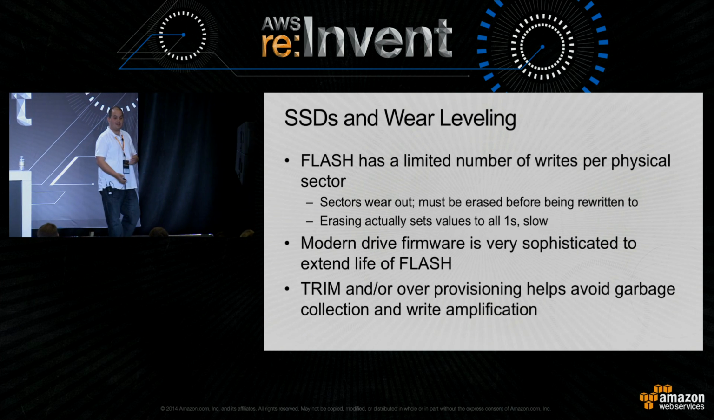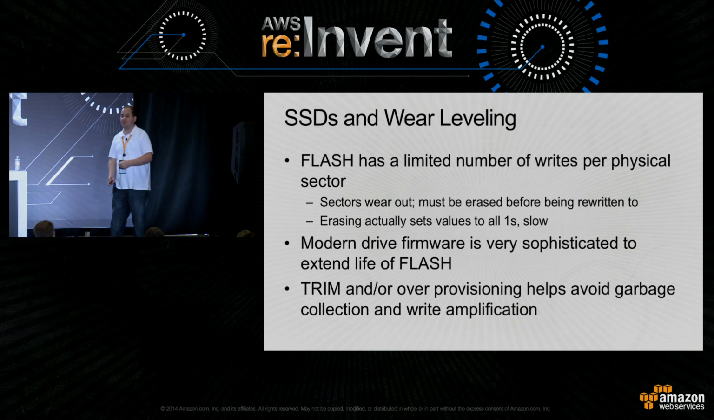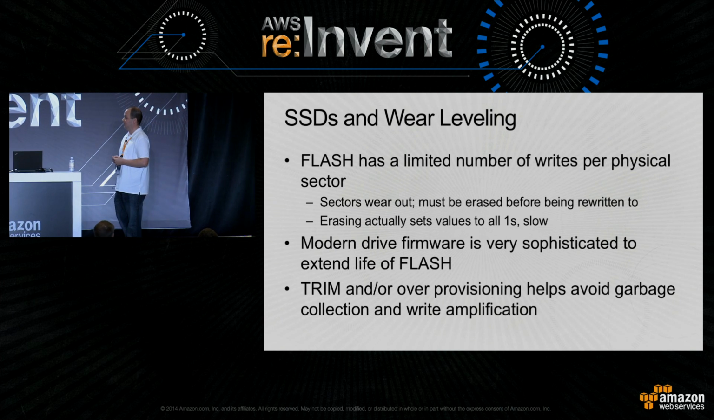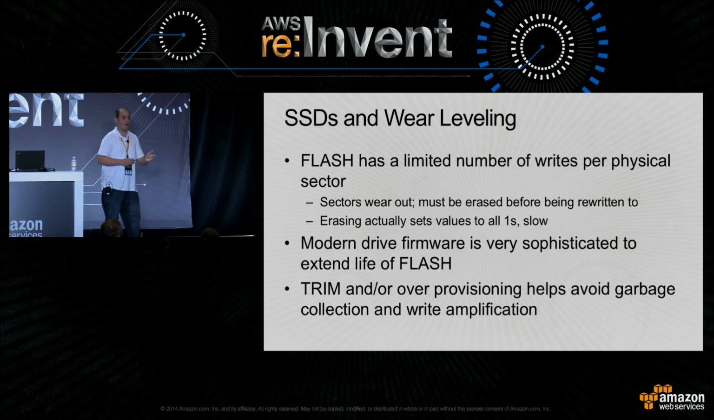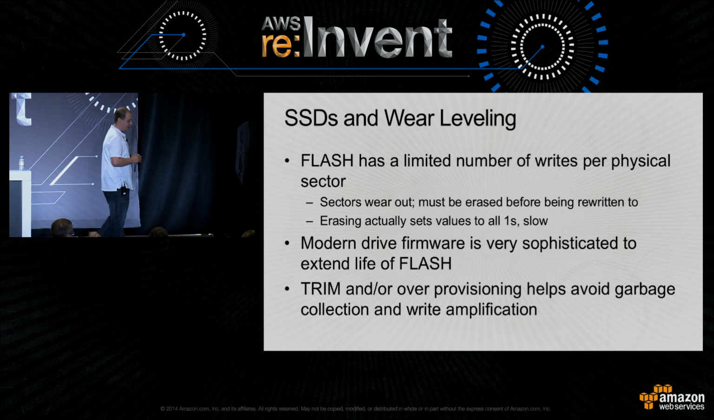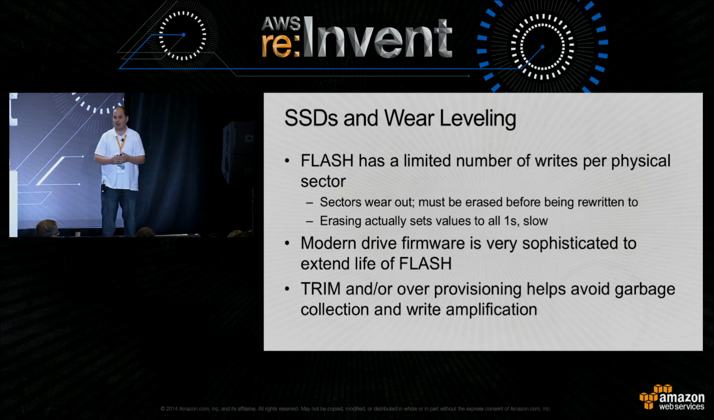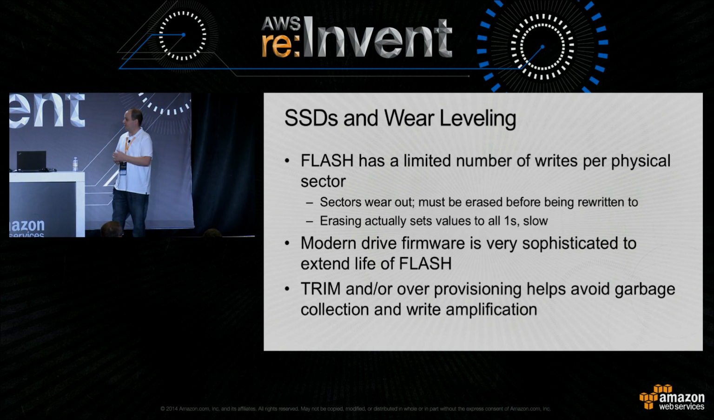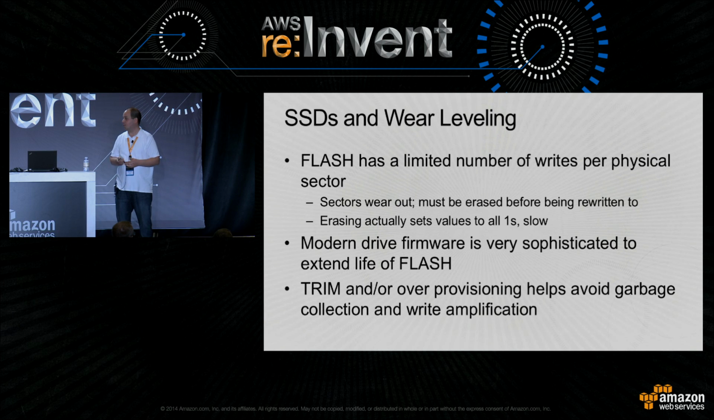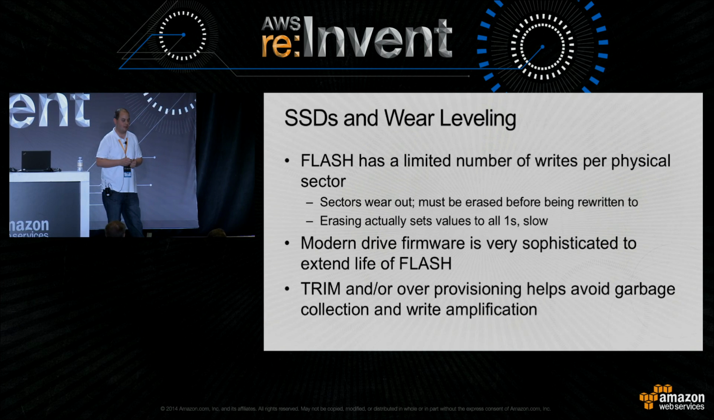It really comes down to the fact that any time you have a large, complicated software stack, there are always special things that you're going to have to consider. So trim and over-provisioning help avoid garbage collection. If you're a Java application developer or a Ruby application developer, then garbage collection should be very familiar. This is essentially what you're trying to avoid with trim and over-provisioning.